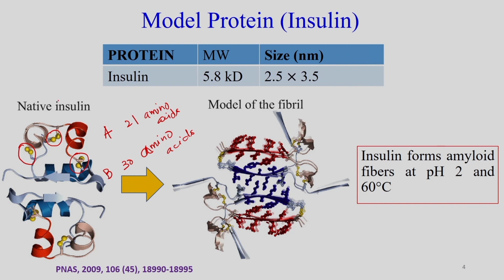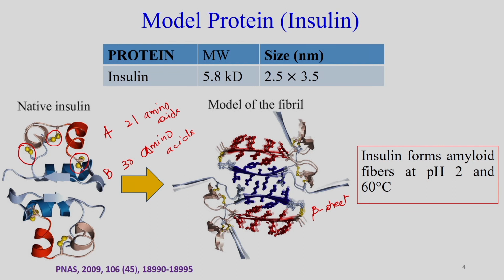Now, as we discussed, when aggregates form, the beta sheet or hydrophobic patches of the insulin molecules interact with each other to form a zipper structure, and this zipper structure is rich in beta sheet, and that leads to the aggregation of the protein. Here we are talking about insulin.